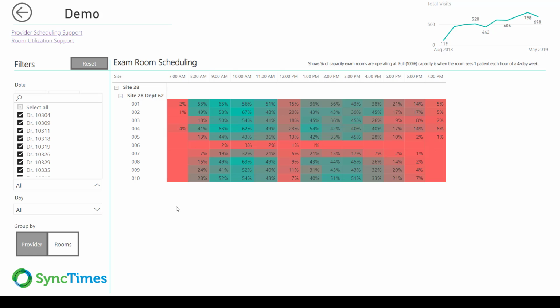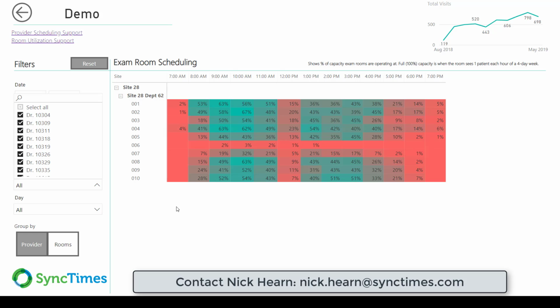We'll go ahead and wrap it up here. These are some of the basics of the SyncTimes reporting solutions. There are a few other reports that we can go into, such as support staff productivity and patient surveys, but feel free to reach out to us to schedule a demo to dive into these reports or how SyncTimes can help improve clinical workflows while also collecting this valuable information at your health center.